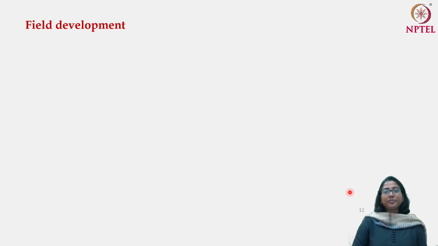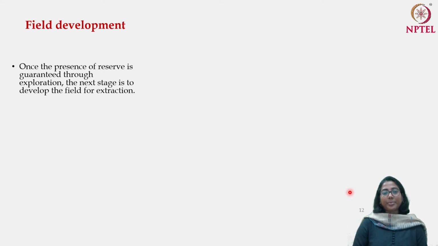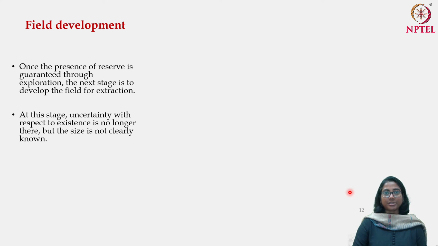So next point is field development. Once the exploration activity is done, the next is field development. That is, you develop the field in order to extract the natural resource. Once the presence of the reserve is guaranteed, then only you go for this field development for extraction. Now, if the result of exploration is positive, that does not necessarily mean that you have an idea about how much fossil fuel is available on the ground. What you know is that fossil fuel is available there, but the exact amount is again unknown to you. So even at the stage of field development, there are certain uncertainties involved.